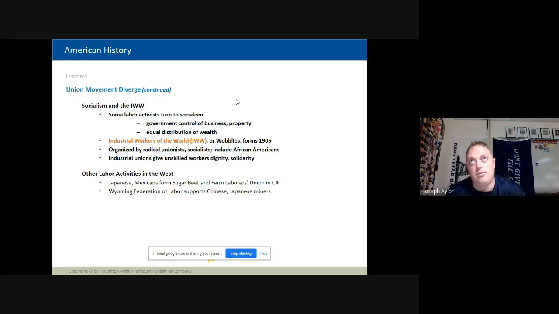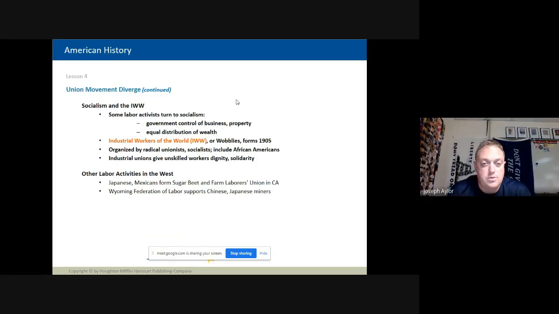So if a profit was made by the company, it wasn't the CEO or the owner of the company that was making most of the money. They were taking that profit and equally dividing it amongst everybody in the company. We can go back and talk about the pros and cons some other time, because that was something that we covered earlier in the year. But this one was very radical. It did include African Americans, so it was a little bit more accepting of other people.